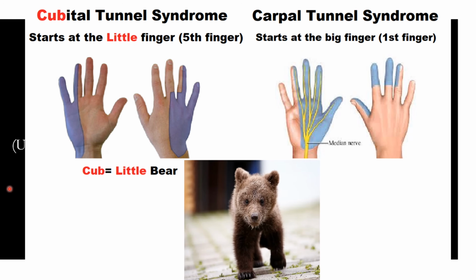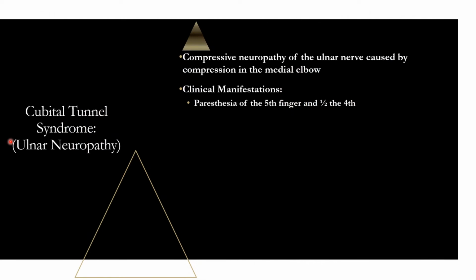And what is a cub? It's a little bear. And then you remember this starts at the little finger. And then boom, you can remember carpal tunnel starts at the other end, the big finger, and then the other way. That's how I remembered it for the exam. And I got the question right because I just remembered cubs are little cute animals like this guy here. And then I remember cubital tunnel syndrome starts at the little finger, and then carpal tunnel was the opposite. That's all you need to know to remember the difference for the exam question that you'll likely get, and so you don't get confused.